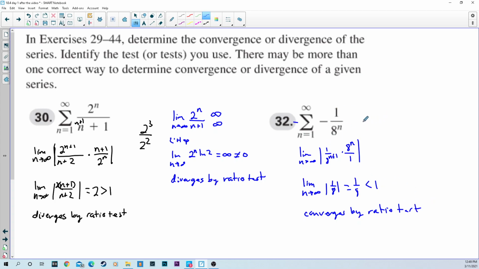But this is also geometric, where a sub 1 is negative 1/8, and r is equal to 1/8. So we're multiplying by 1/8 every time, and the absolute value of 1/8 is less than 1. So we can say it converges by geometric series. My apologies for the laggy computer. So there is more than one way. Now, you don't have to write every single way that you could possibly prove convergence or divergence. You just need to pick one.